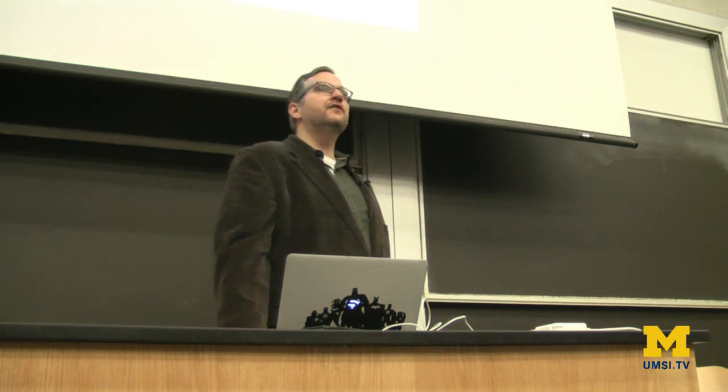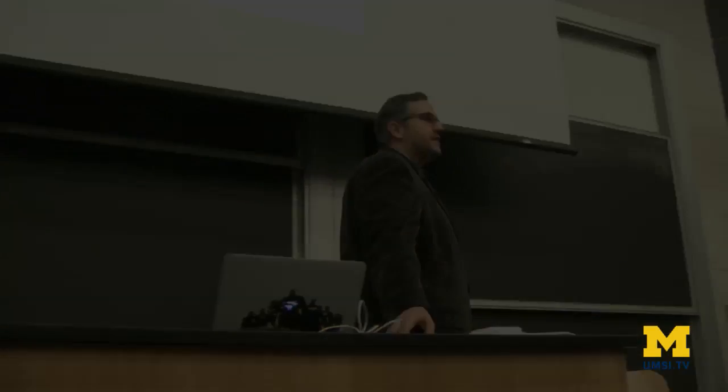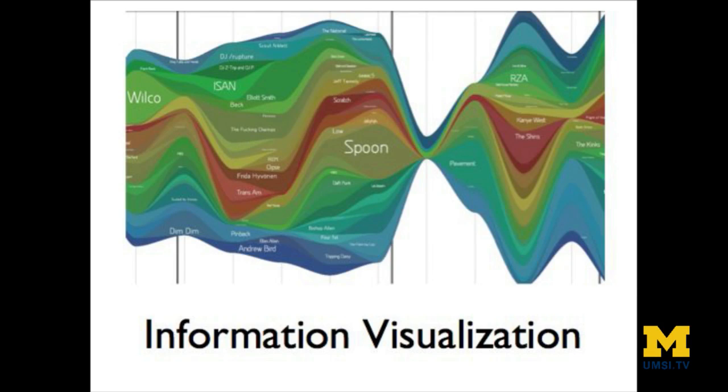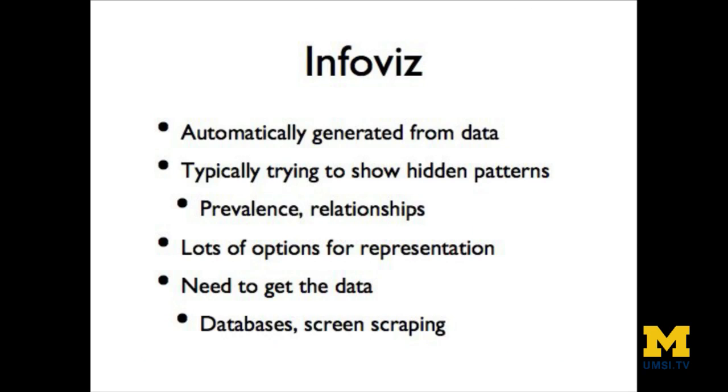So let's talk about information visualizations as a separate genre, distinct from information graphics. Like I said, information visualizations are automatically generated by data, and we'll talk about how they get generated in a second. They typically are trying to show hidden patterns in complex relationships of data. So they're often used to show prevalence or relationships, or things that would be hard to understand if you just looked at simple correlates or boiled down statistics.